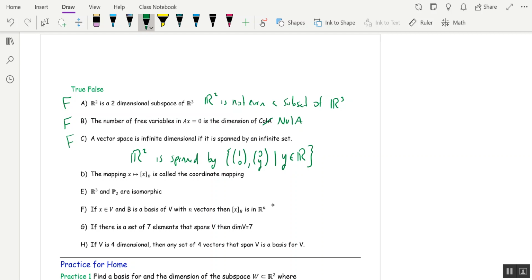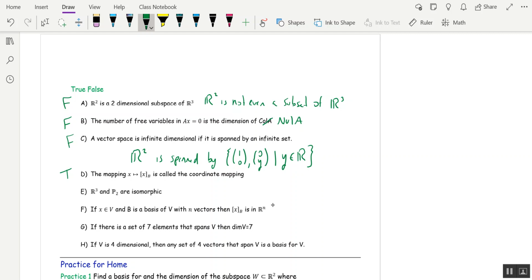Okay, next one. The mapping x going to [x]_B is called the coordinate mapping. And this mapping sends a vector to its coordinate vector where B is a basis for the vector space. That's true. We had one, I think, recently that was similar to this, but the arrow went backwards, so it was false.